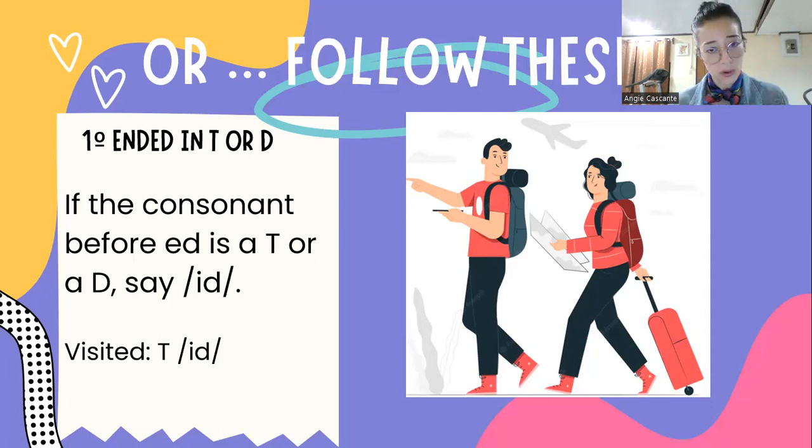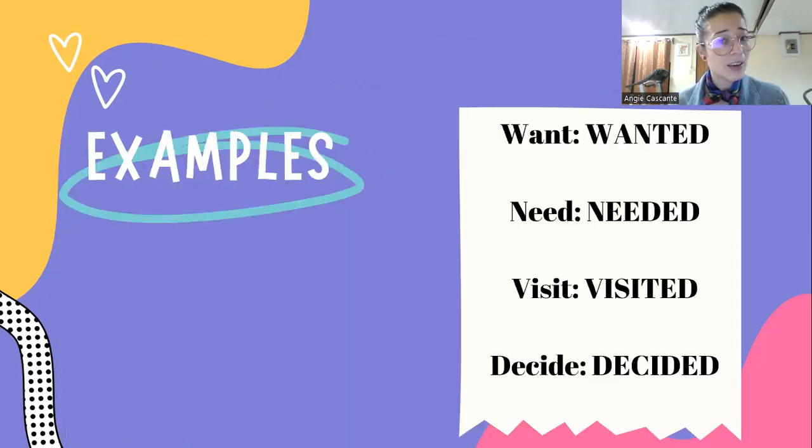Yes? Okay. The second tip, here we have these examples. Please analyze the actions that appear on your left, okay? We have want, need, visit, and decide.